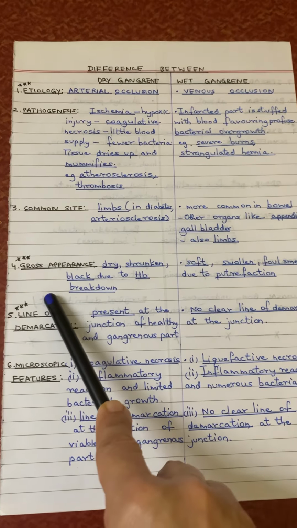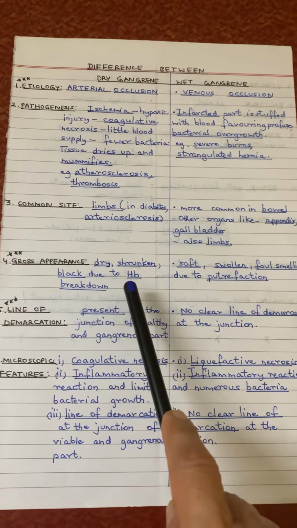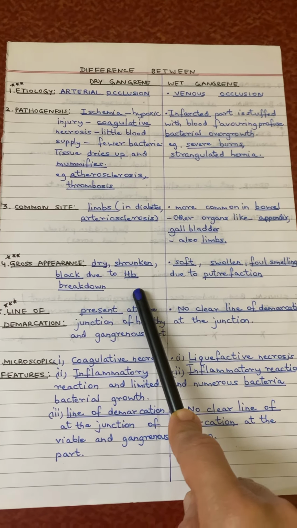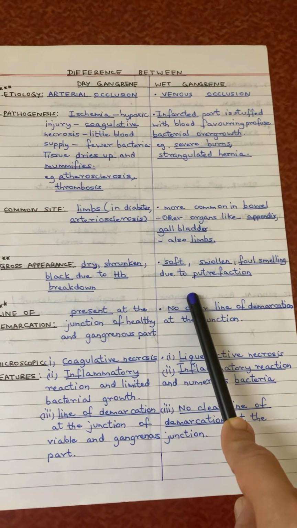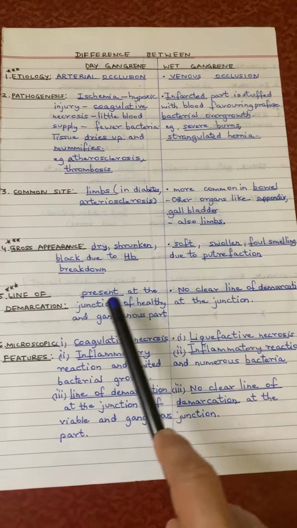Now, what are the gross appearances? In case of dry gangrene, the affected part becomes dry, shrunken and black due to hemoglobin breakdown. In wet gangrene, the affected part is soft, swollen, foul-smelling due to putrefaction.